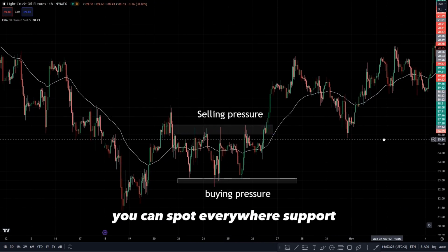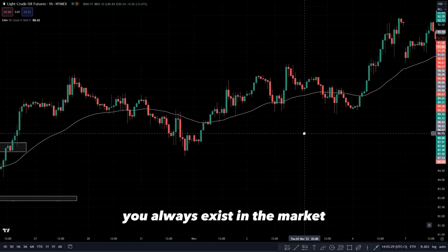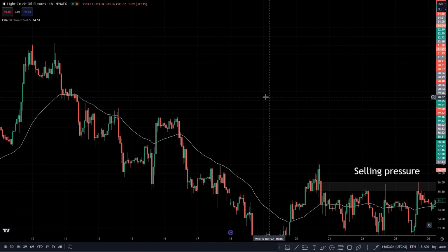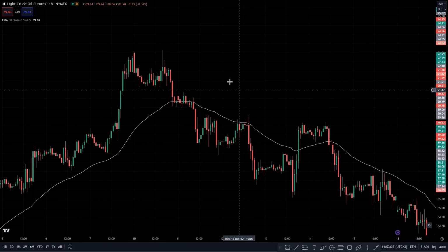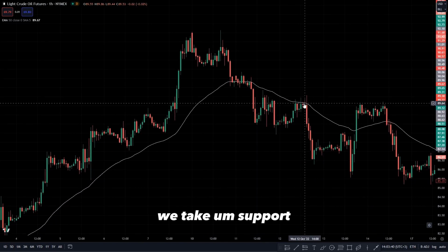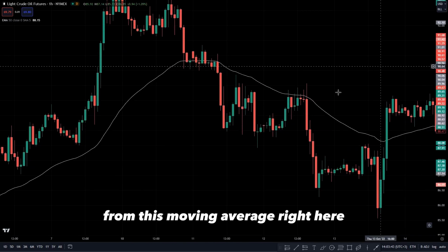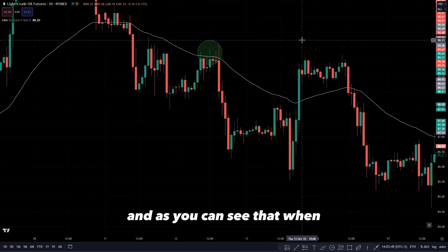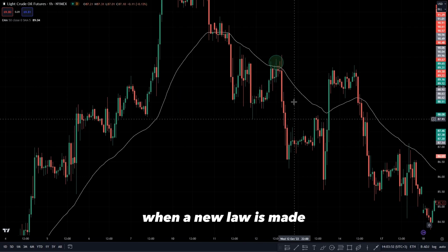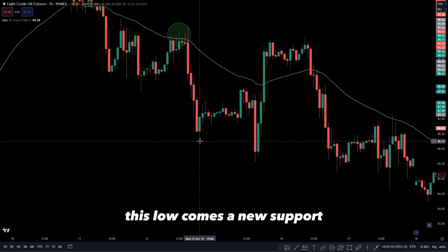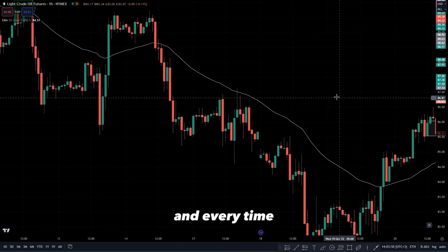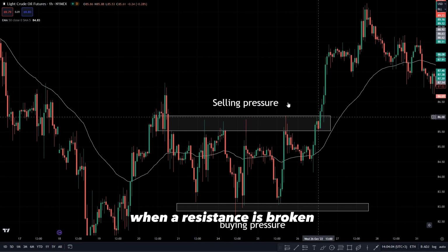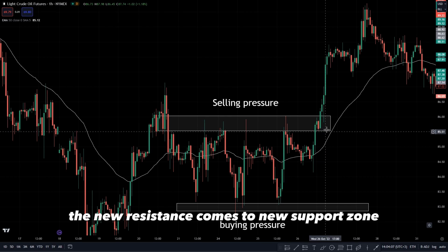You can spot support and resistance everywhere. It always exists in the market. For example, right here we take support, I mean resistance, from this moving average, and as you can see, when a new low is made, this low becomes a new support, and every time a resistance is broken, the new resistance becomes a new support zone.